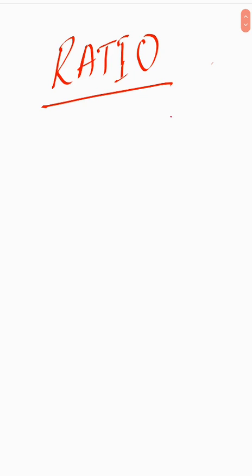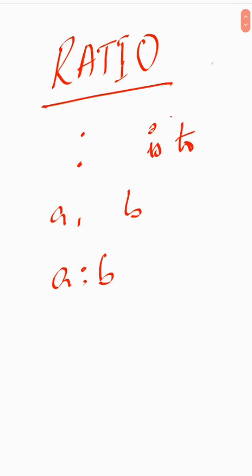The symbol we use is two dots like this, and we read it as "is to". If a and b are any two quantities, then we can write the expression a is to b. Here a is the first term, b is the second term.